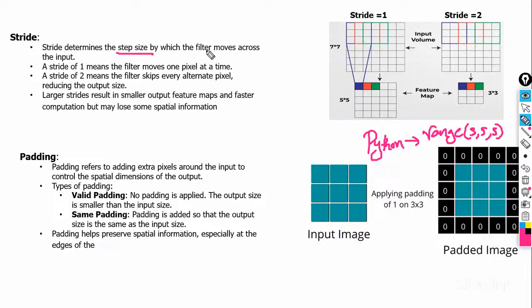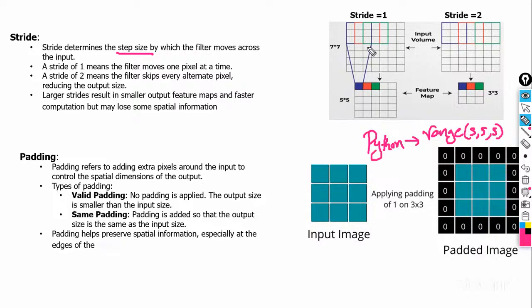Your filter is moving across your input, right? So if this is your input, your filter is moving across your input. This is nothing but the convolution operation. But the step size the filter takes while sliding across your input image is called stride. I hope it's clear: stride is representing the step size of the filter which is moving across an input image.